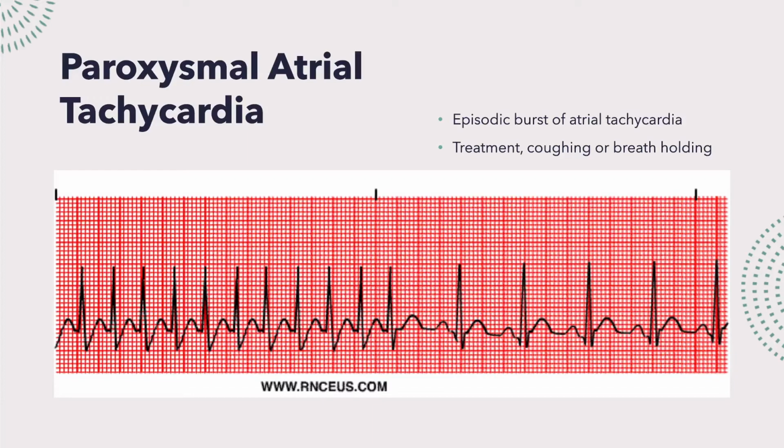All right, so our next one is paroxysmal atrial tachycardia. Paroxysmal just sort of means inconsistent, so it's not constant. Remember, atrial tachycardia was three in a row. But it could persist for some duration of time and worsen. Paroxysmal just sort of comes out of the blue. It's an episodic burst of tachycardia. So all of a sudden here, boom, boom, boom, boom, boom, boom, boom, boom, boom, normal. And again, coughing, breath holding, Valsalva can address this.